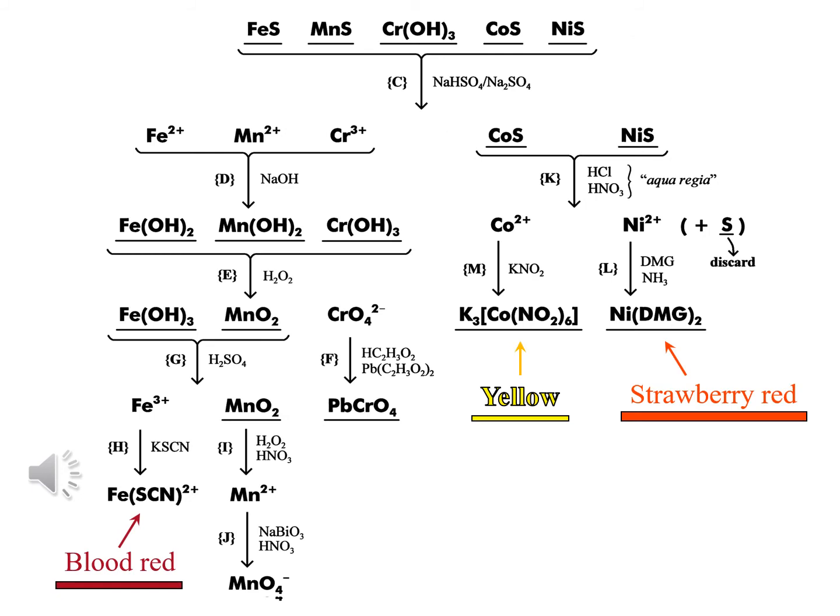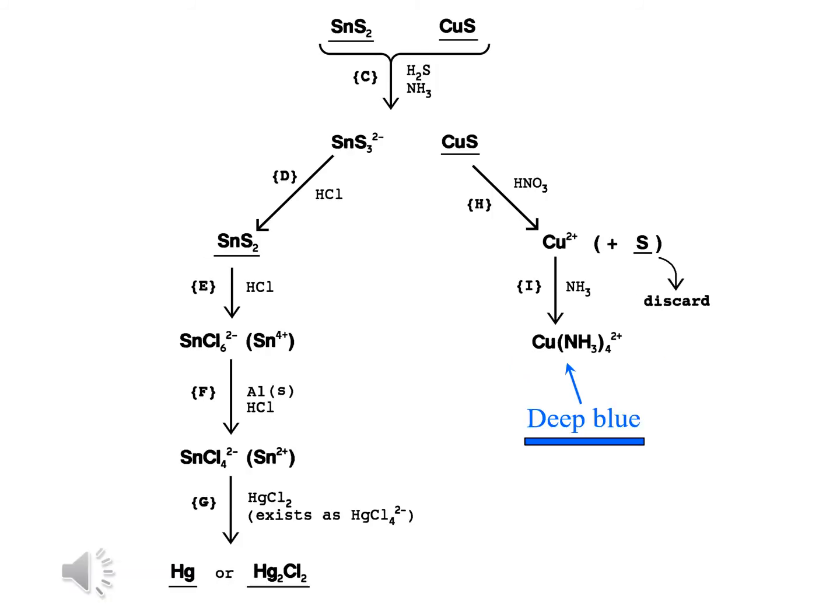If you look at the group 3 flowchart, 3 of the final tests in that group are actually metal ion complexes: the blood red iron complex, the yellow cobalt complex, and the strawberry red nickel complex. The final test for copper in group 2 is also a metal ion complex that is a deep blue solution. That's the positive test for copper.